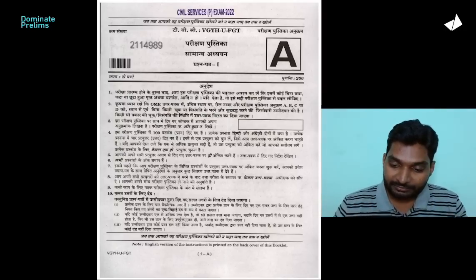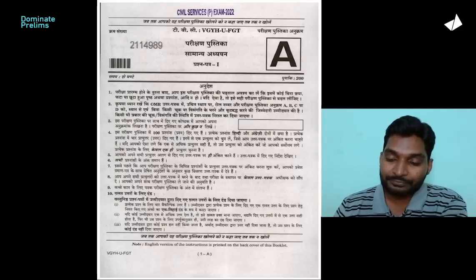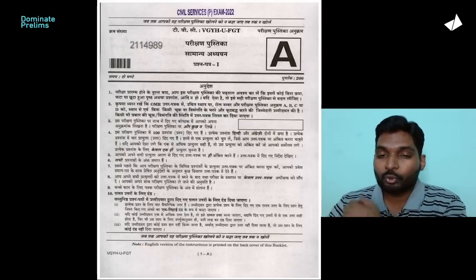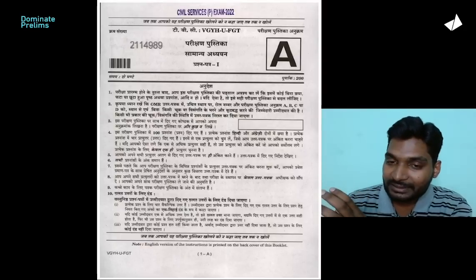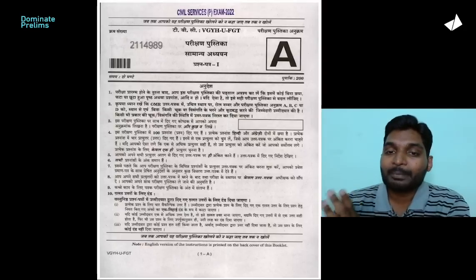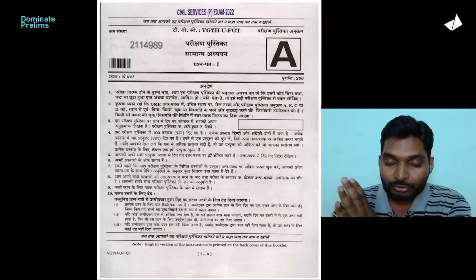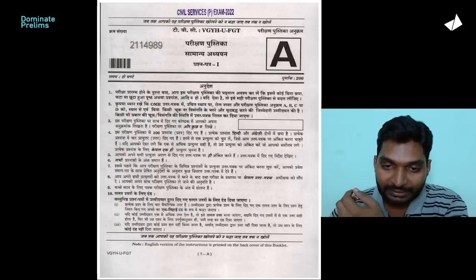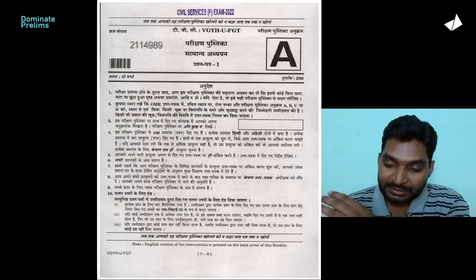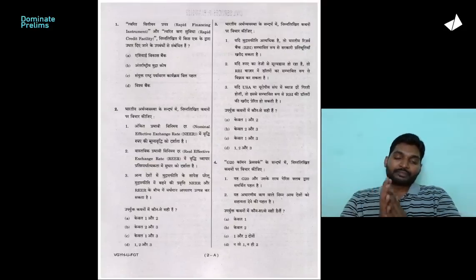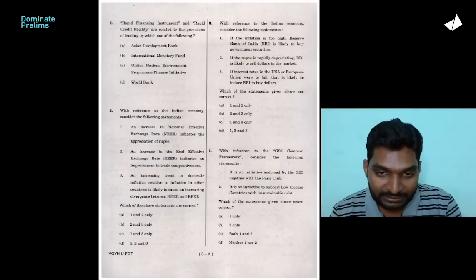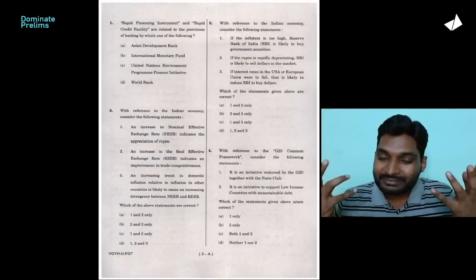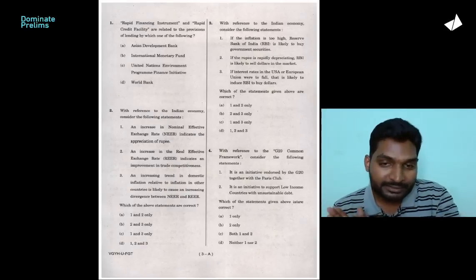The first consideration we'll have in mind is that in the first iteration we'll be solving only the short questions, which would be somewhere around 30 to 35, at max 40. Short questions would not be more than that, and the remaining questions we'll solve in the second iteration. Now let's quickly jump to the questions and understand how exactly we are going to save time by solving the paper in two iterations.